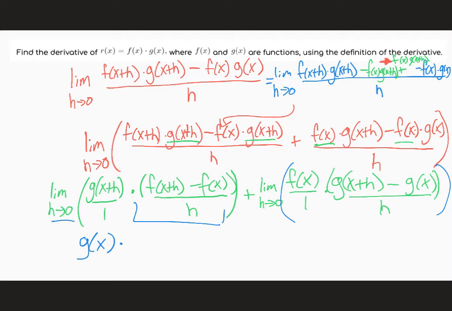And we have our derivative of f of x. I'm going to write that as f prime of x. And on the other one, as we plug 0 in, f of x stays f of x. That's kind of nice. Got my plus in between there. And then this is the derivative of g of x.